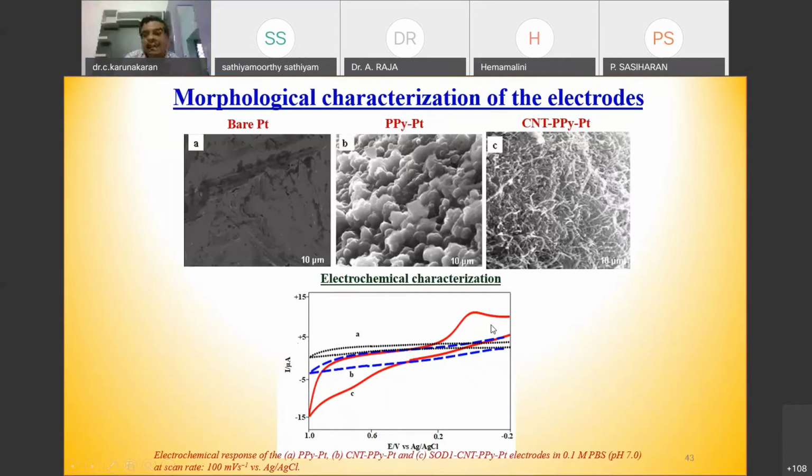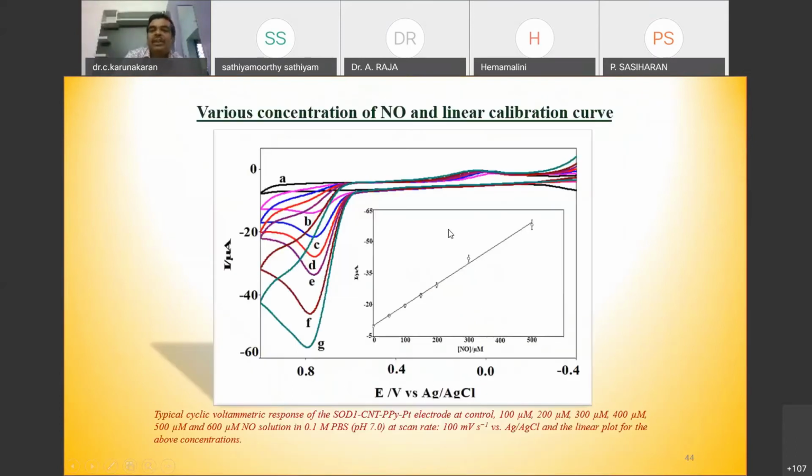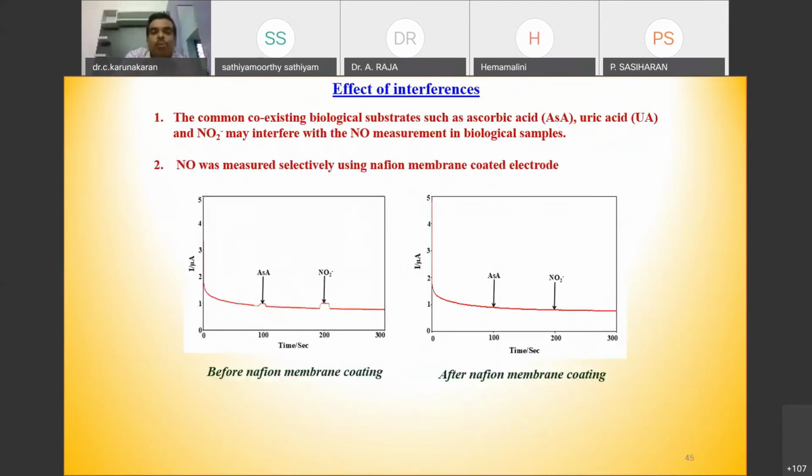We have also studied interferences, because in a chemical system there are no interferences, whereas in a biological system there are several analytes. So we have coated a Nafion membrane so that there are no interferences.